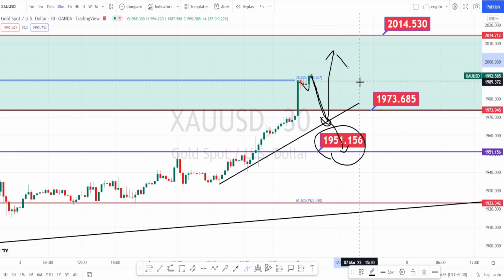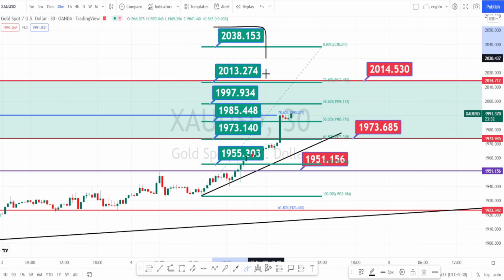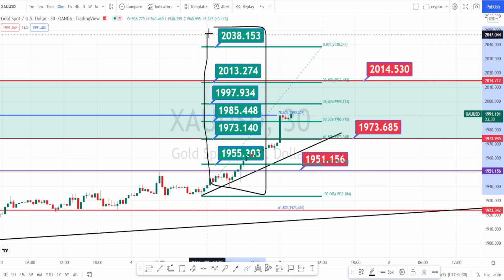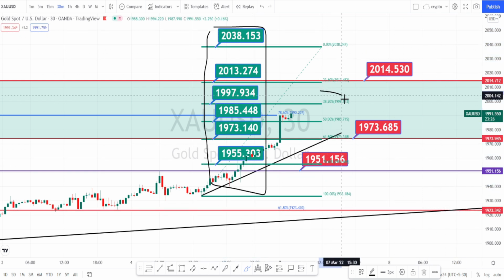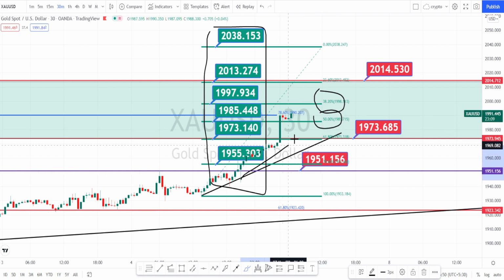Let us mark the Fibonacci support and resistance levels. So the values within these green color boxes are the support and resistance levels for the 30 minutes time frame. Currently the price action is trading between the 38.20 to 50% Fibonacci retracement level, and it is still in a very strong bullish trend. Let us do the analysis in the 5 minutes time frame.